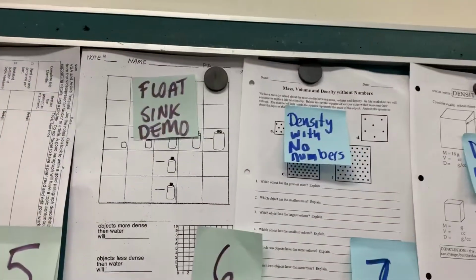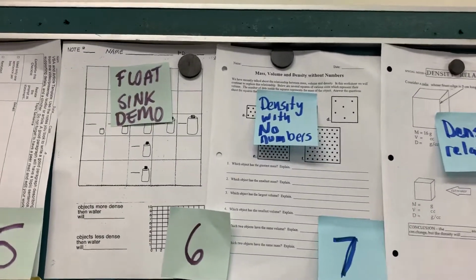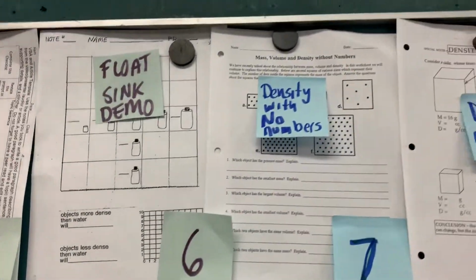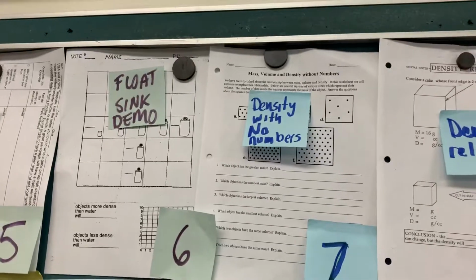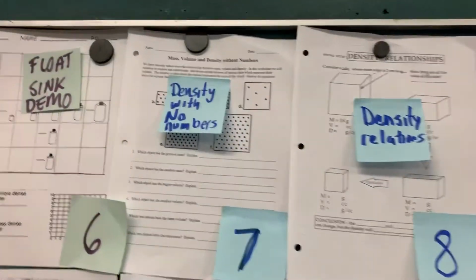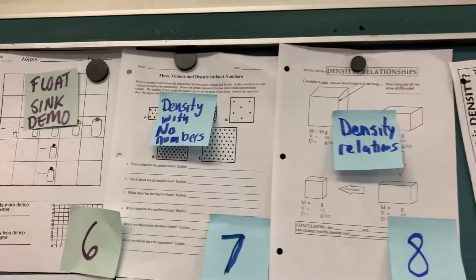We looked at the mass and volume of floating and sinking objects to find out the density. If it's equal to 1 it stays, or greater or less than 1, it floats or sinks.